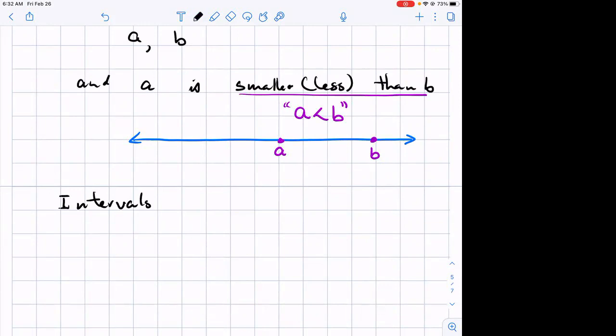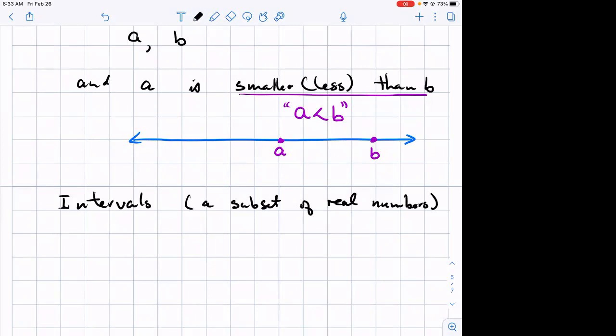Intervals. Inequalities can describe subsets. So an interval is really a subset of real numbers. Just a subset.